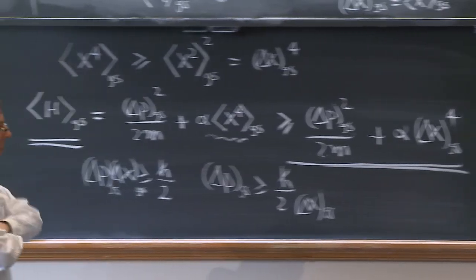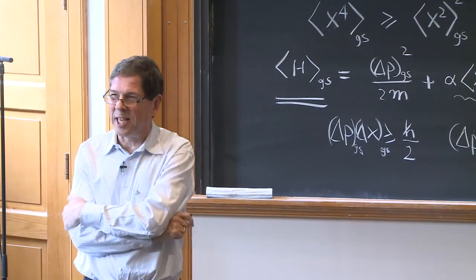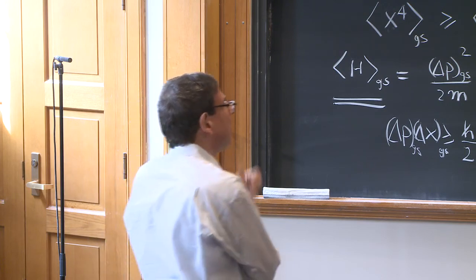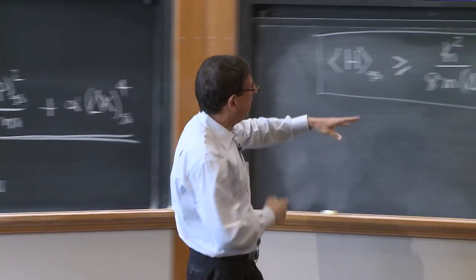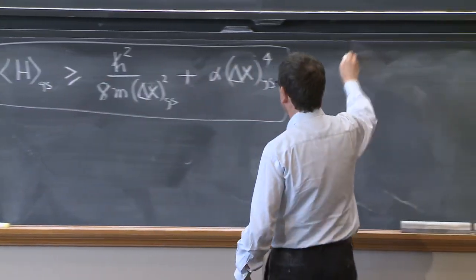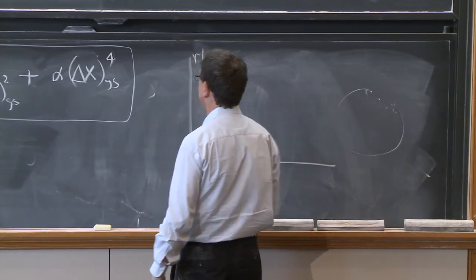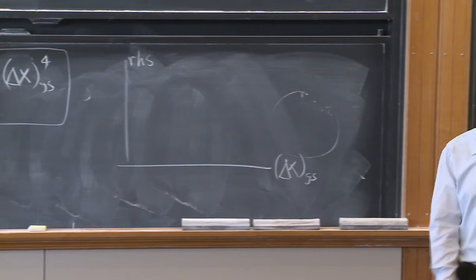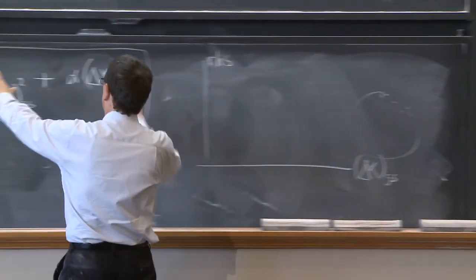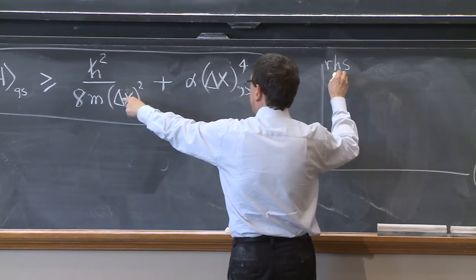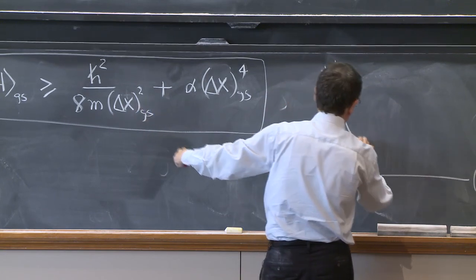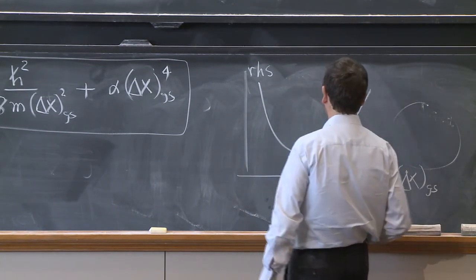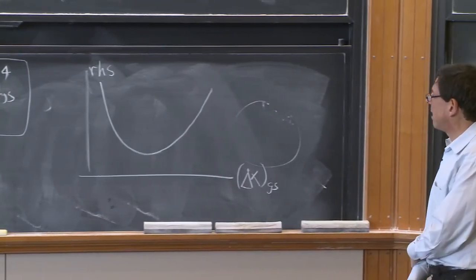So here you say, well, this is good, but how can I use it? I don't know what delta X is in the ground state, so what have I gained? Well, let me do a way of thinking about this that can help you. Plot the right-hand side as a function of delta X on the ground state. You don't know how much it is, so just plot it. If you plot this function, there will be a divergence as delta X goes to 0. Then it will be a minimum. It will be a positive minimum because this is all positive, and then it will go up again.